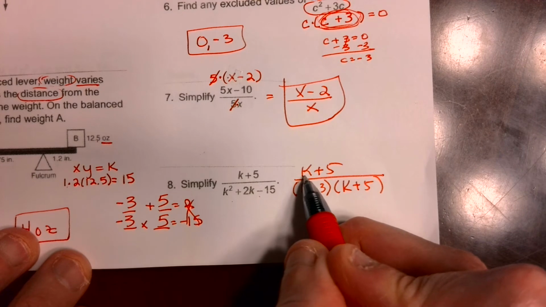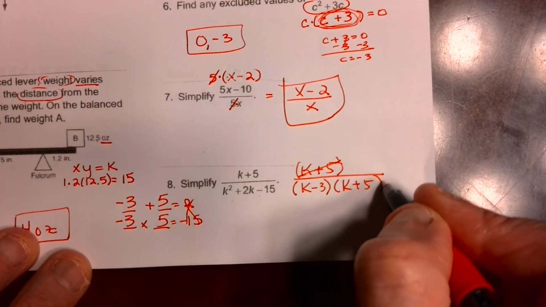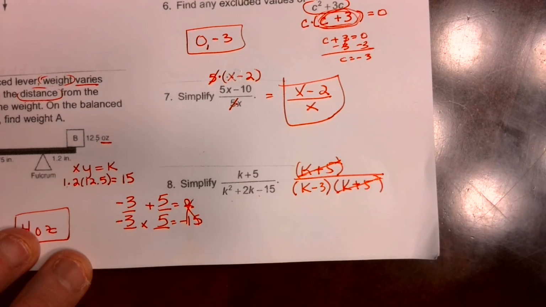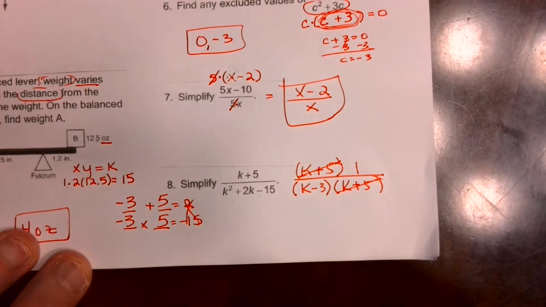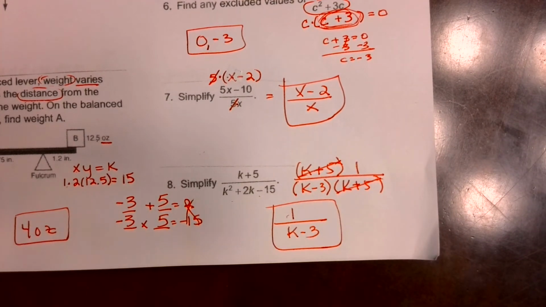Yay. I can't just cross off a k, and I can't just cross off a 5, but I can cross off that whole thing. What's left up here? It's not 0, it's 1. So I have 1 over k minus 3 in the bottom. Okay.